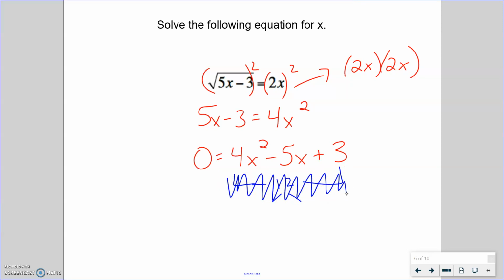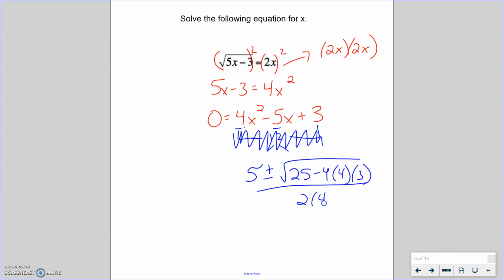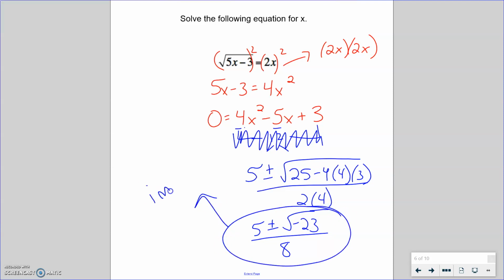I guess I could complete the square, but with the 4 and the 5, I'm thinking completing the square is going to be way worse. So I'm going to go with the quadratic formula. So negative b plus or minus the square root of b squared minus 4ac, all over 2a. So I get 5 plus or minus the square root of 25 minus 4 times 4 times 3, which is 48. 25 minus 48 is negative 23. Well, remember, I can't take the square root of a negative number. So this means my solutions are imaginary. There are no solutions to this equation, and we would just stop right there.